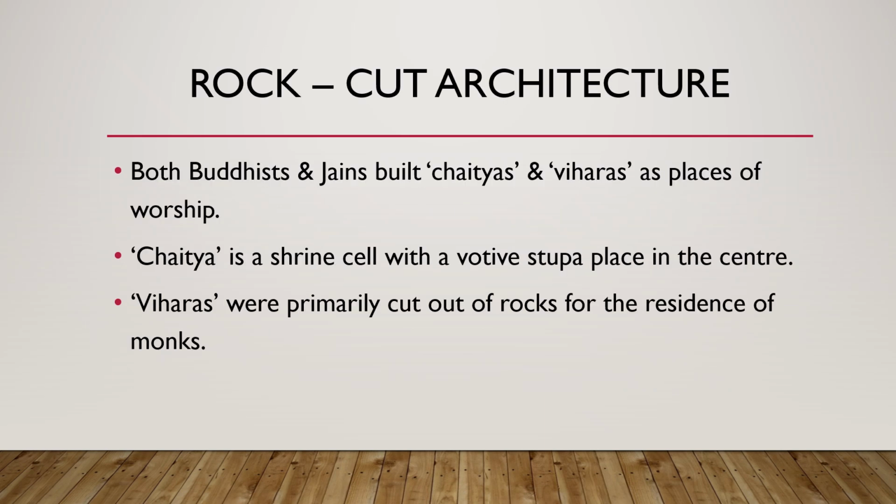Now, rock cut architecture. Both the Buddhists and Jains built chaityas and viharas as places of worship. Now, what is a chaitya and what is a vihara? Chaitya is a shrine cell with a votive stupa placed in the center, and viharas were primarily cut out of rocks for the residence of monks.